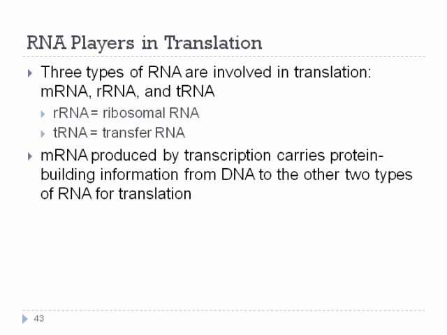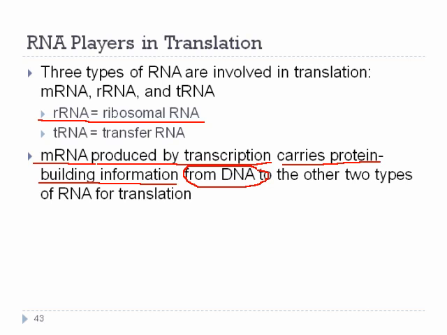Now, there's different types of RNA that are involved. The mRNA is the messenger that was produced by the transcription step. It has that protein building information because it has the same information as the DNA. The other two types are called ribosomal RNA, which helps form the structure of the ribosome, and transfer RNA.